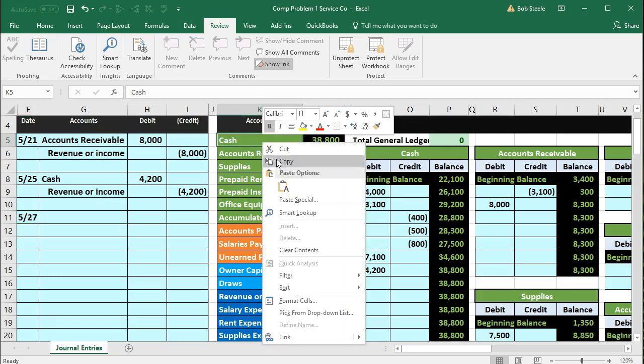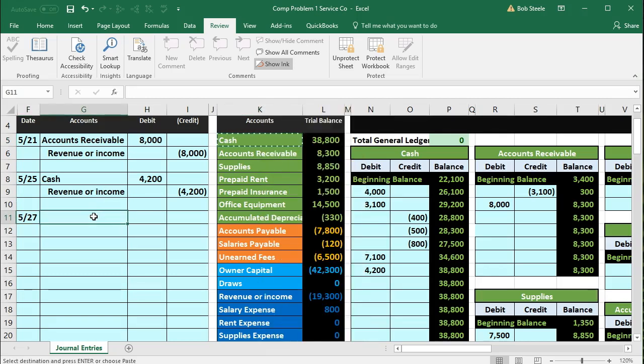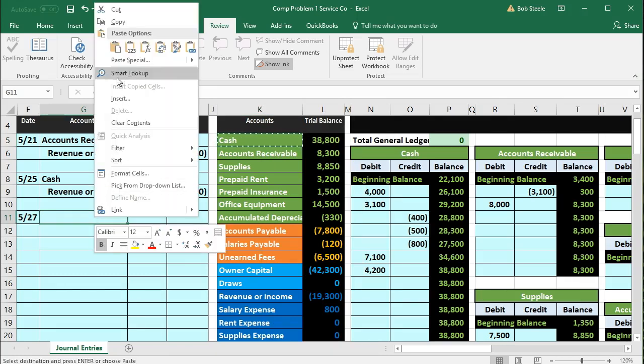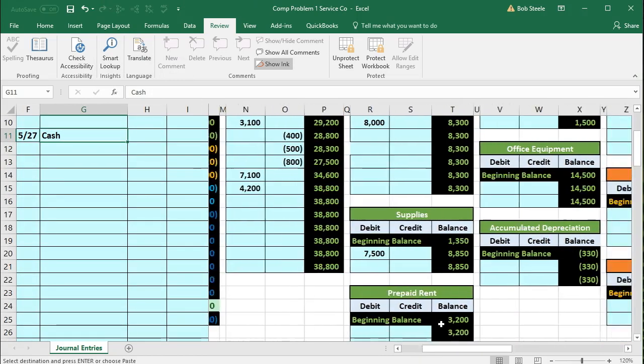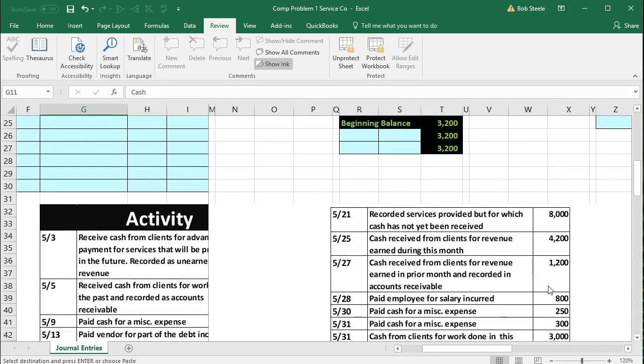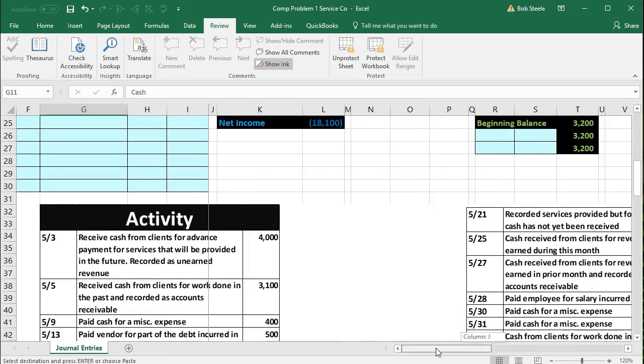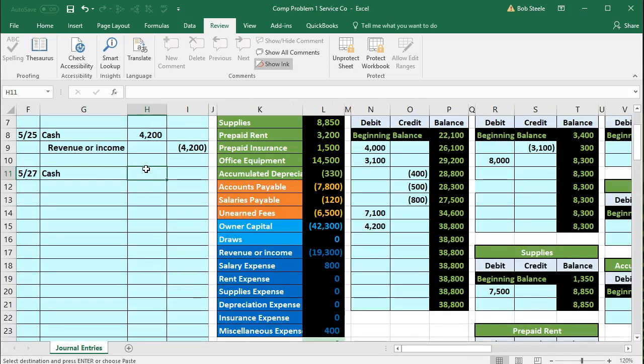So I'm going to copy the cash. We're going to put that on top in cell G11. Right click and paste 1, 2, 3. Then we're going to look for that amount for 527 being 1,200. Scrolling back over, we are in cell H11, 1,200. We're going to have a credit for 1,200.